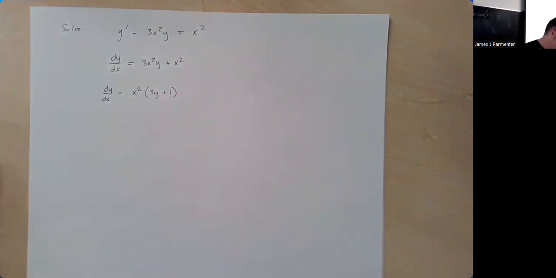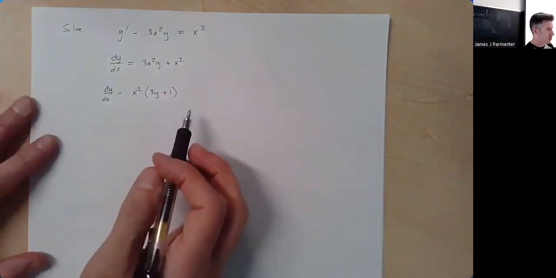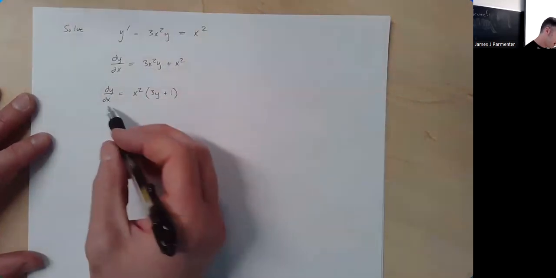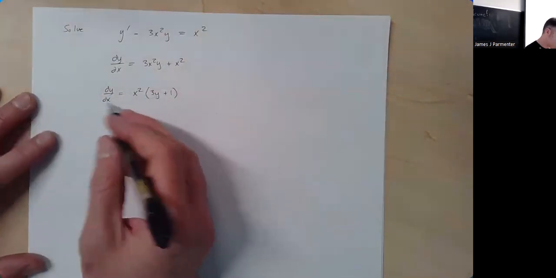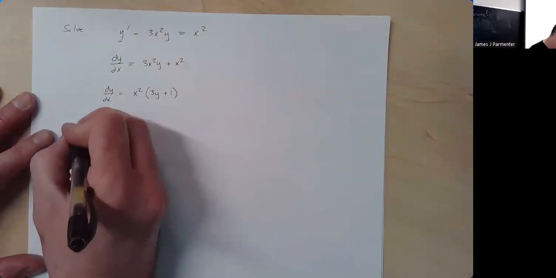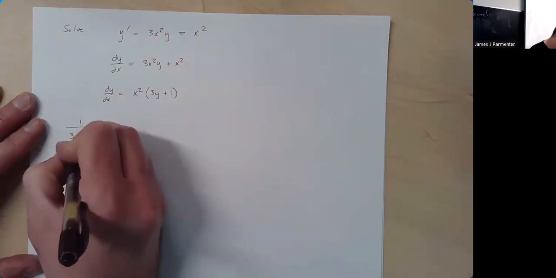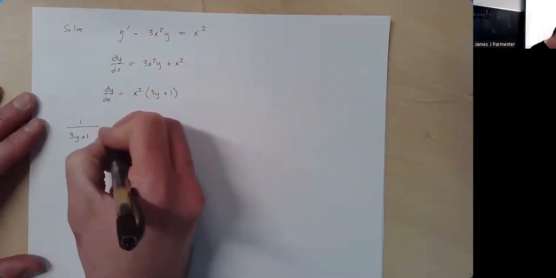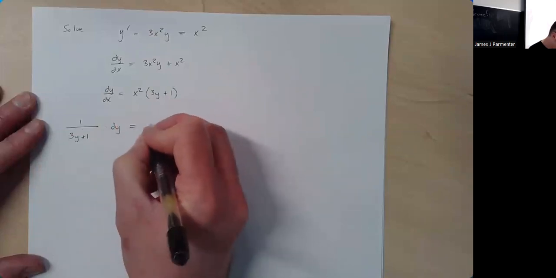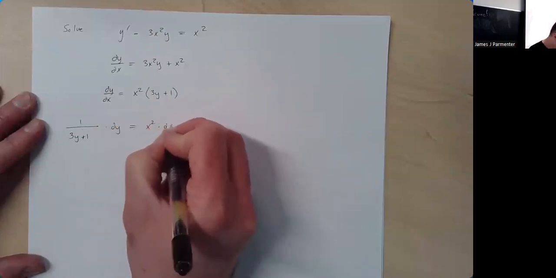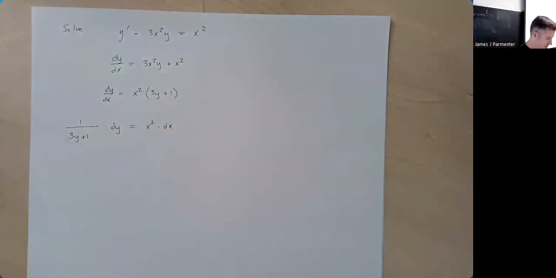Okay, that's fine. So we're going to do the usual thing. Let's see here. I'm going to bring the y's to the left. So I'm going to have 1 over 3y plus 1 times dy equal to x squared times dx. And we're going to integrate both sides.